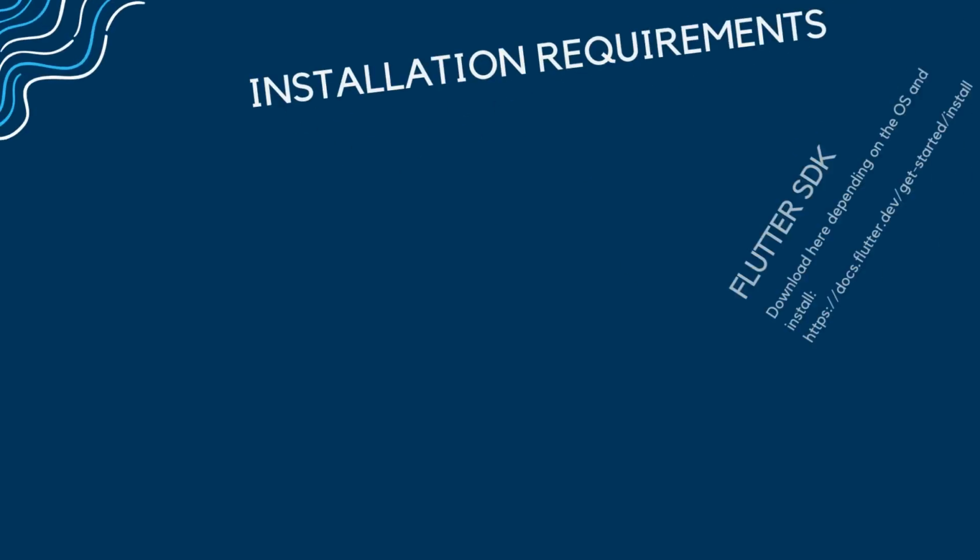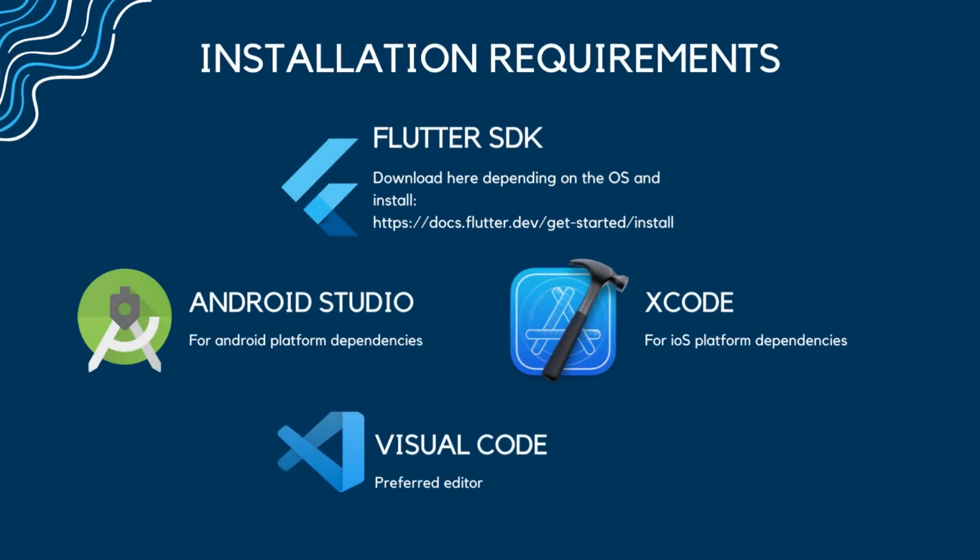Now let's get into the installation requirements. You'll need four things. First will be the Flutter SDK, which you can download from docs.flutter.dev for free, depending on the operating system that you're using. Second is the Android Studio that provides Android platform dependencies for creating Android applications. Third is Xcode, which has iOS platform dependencies for you to create iOS applications. And lastly is your preferred editor. In the studio, we'll be using Visual Studio Code.